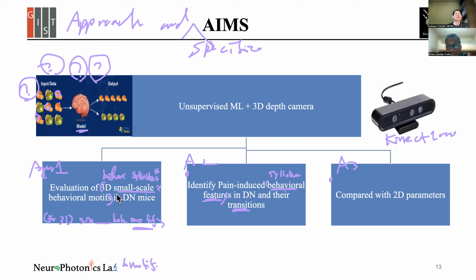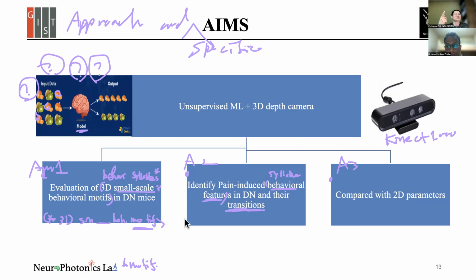They have changed after that. First, we identify the syllables. After that, we have also identified the changes. You're talking about your change. Do you mean transition, or specific syllables specific for DN mouse? Okay, here, but first aim. First, we have to identify 3D small scale behavioral motifs, syllables in our DN mice.